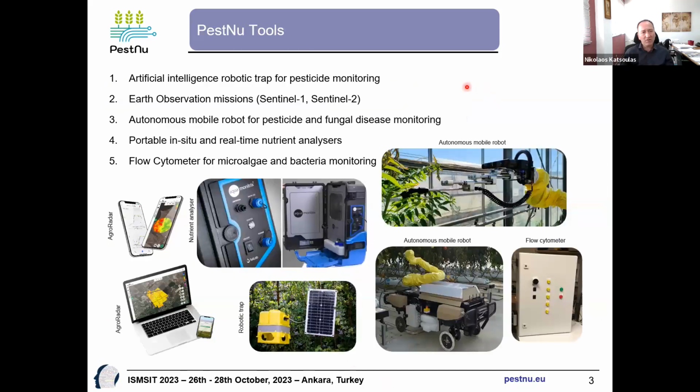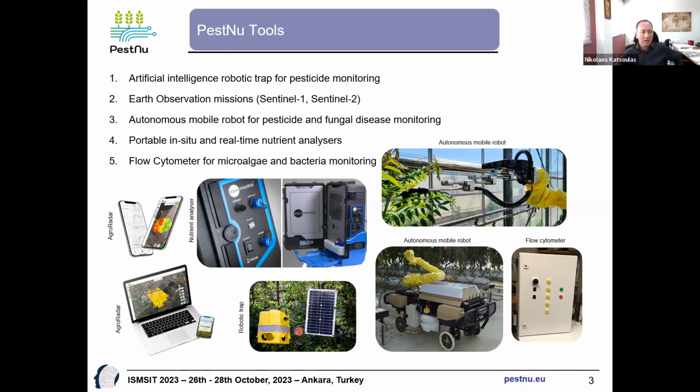Some technologies that are developed in the frame of this project are listed here. We have an artificial intelligent robotic trap, which is capable of taking images from insect traps, and then recognizing the insects that are present in the trap, and counting them, and giving an indication to the growers on when they have to take some action. And in the frame of the project, we are also going to suggest what type of actions to take.